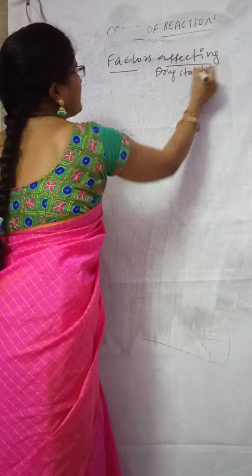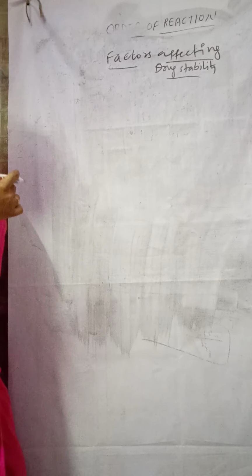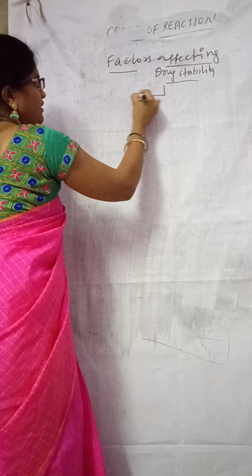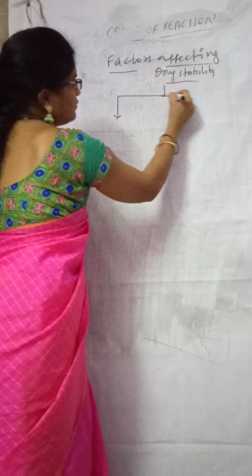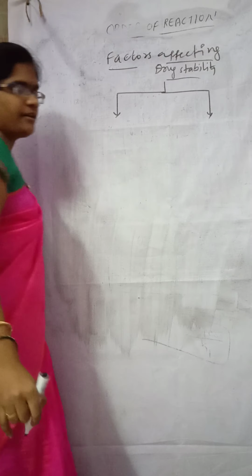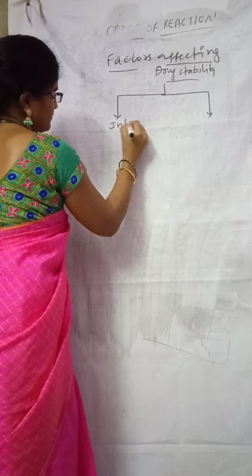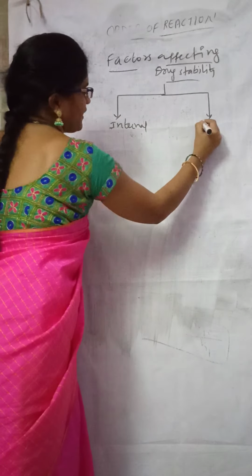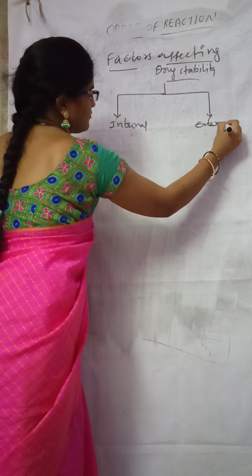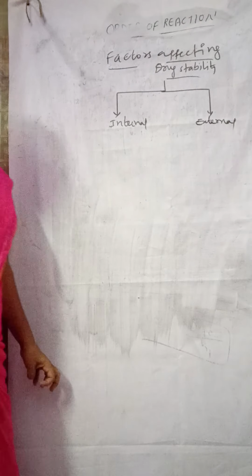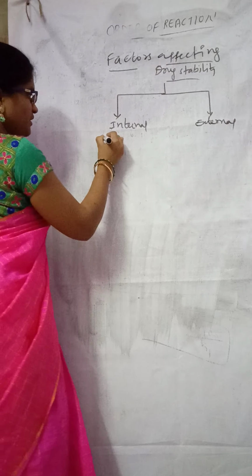So if you see the factors affecting drug stability, this can be divided into two categories. Those are internal factors and external factors. Internal as well as external factors. First we will see the list of internal factors.